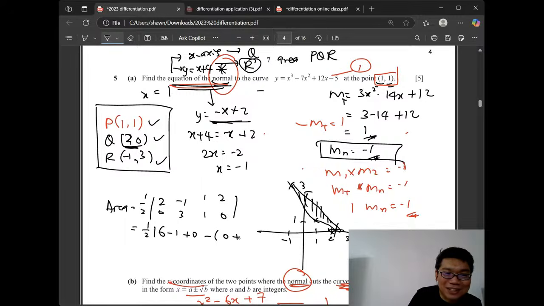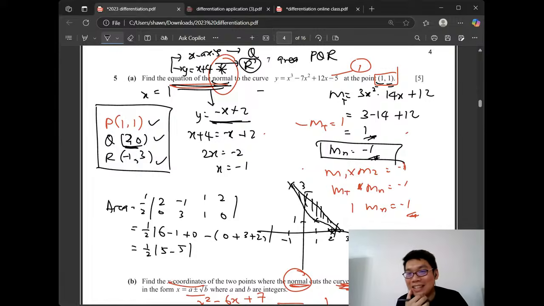Okay, 0 plus 3 plus 2, 5 minus 5. This means that this is not a triangle. This is a straight line. There is one question from another syllabus where they ask in this way and ask you to prove that this is not a triangle but a straight line. If you use this formula, you can prove this is actually a straight line. If this is a triangle, you should get a non-zero value by using this formula.